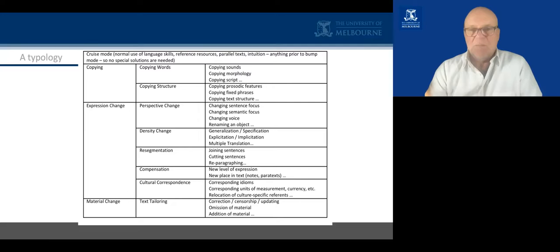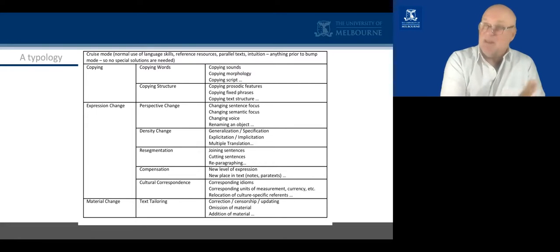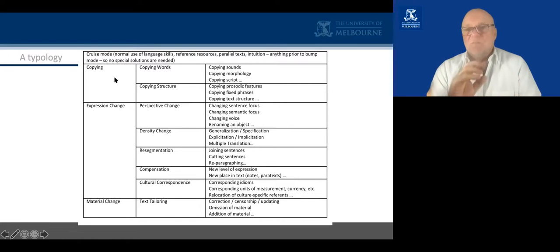So what do we have to remember? This material change, text tailoring, means big things, changing the ST, like pre-editing. Copying just means bringing things across from the ST. And the really interesting one for us, I think, is this category of expression change, where I've got a list of things that people can do. So those are the three there. These are the ones we're going to look at in more detail.